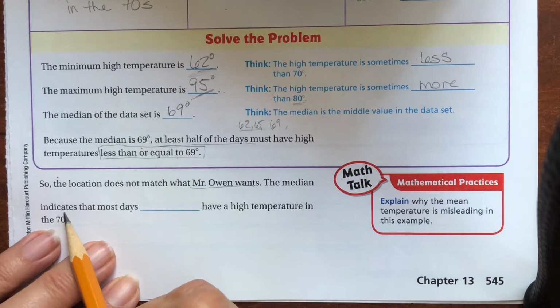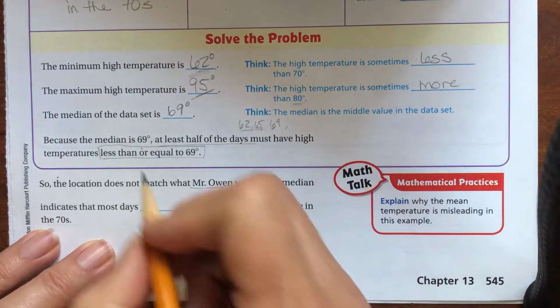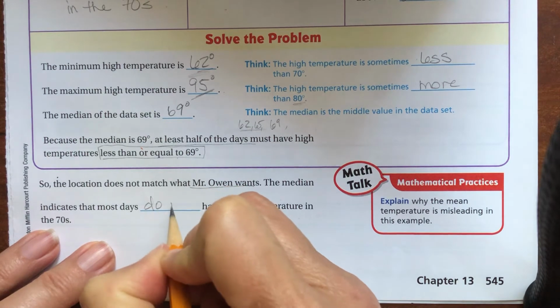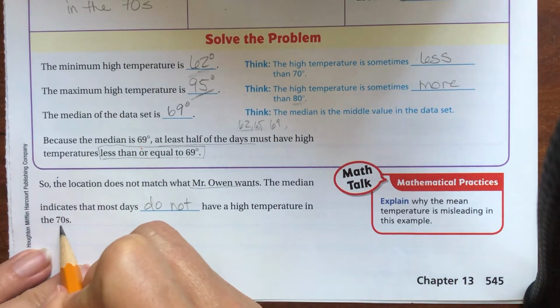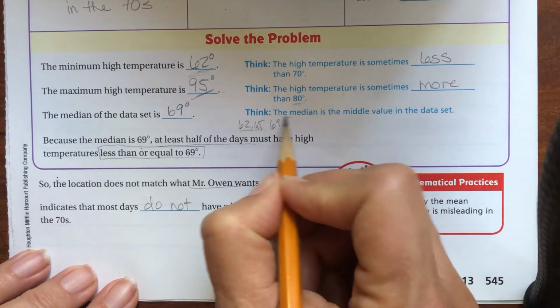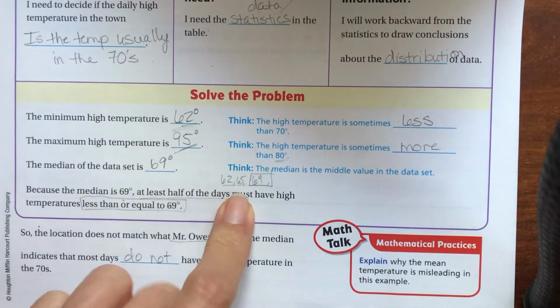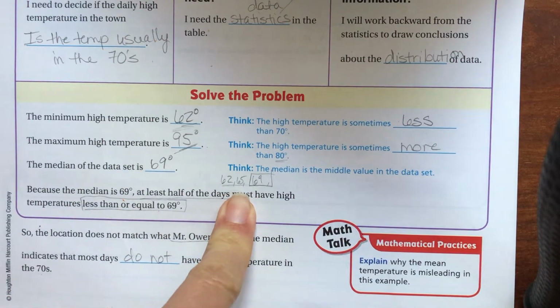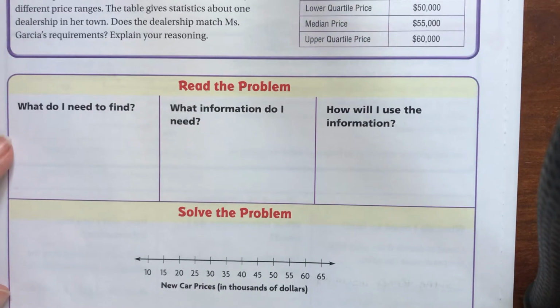The median indicates that most days do not have a high temperature in the 70s. So the median told us, this isn't what he wants. Because at least half the days are lower than the 70s, and he wants to live in a place where the temperature is usually in the 70s.